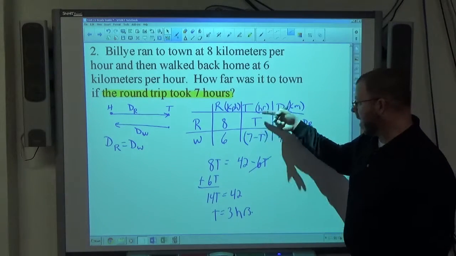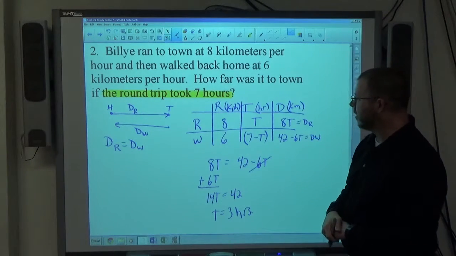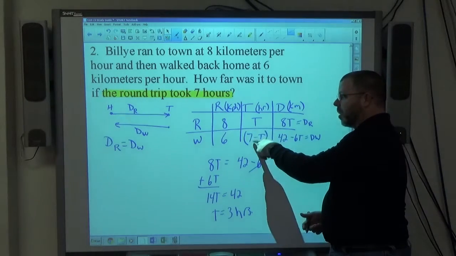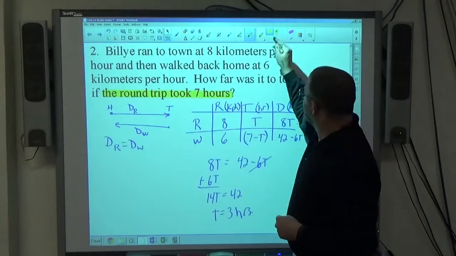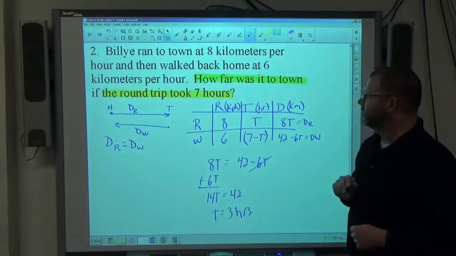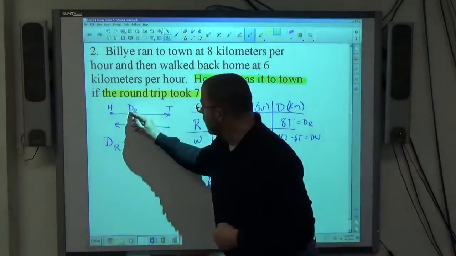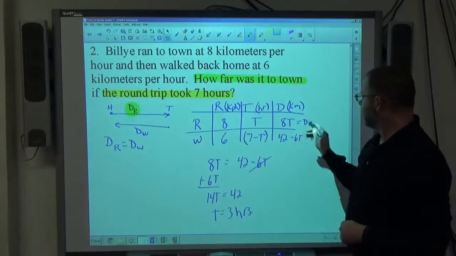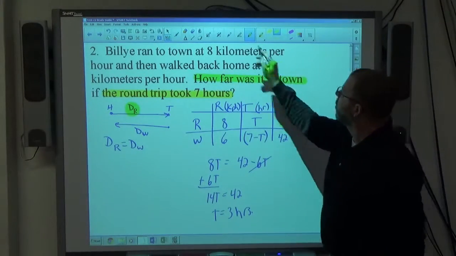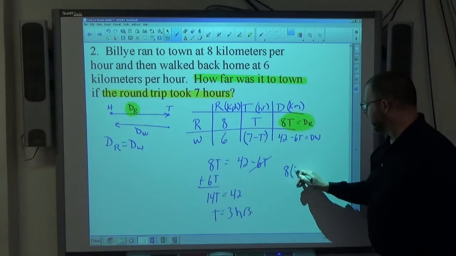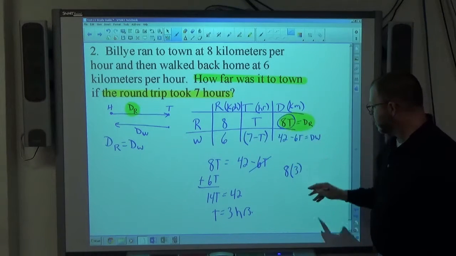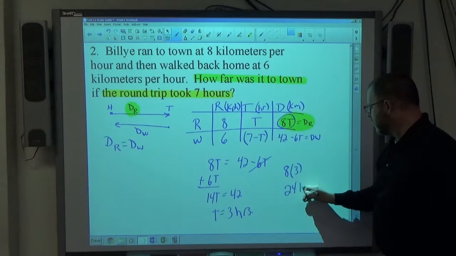Again, t represents a time in hours, so that's how we get the correct unit on that. The running time is 3 hours, the walking time, 7 minus 3 would be 4 hours. The question specifically states, how far was it to town? The question they want to know is that, d sub r, and d sub r is 8t. So, once I've established what t equals, 3 hours, I take 8 times 3, because that's what that says, and that gets me 24 kilometers.